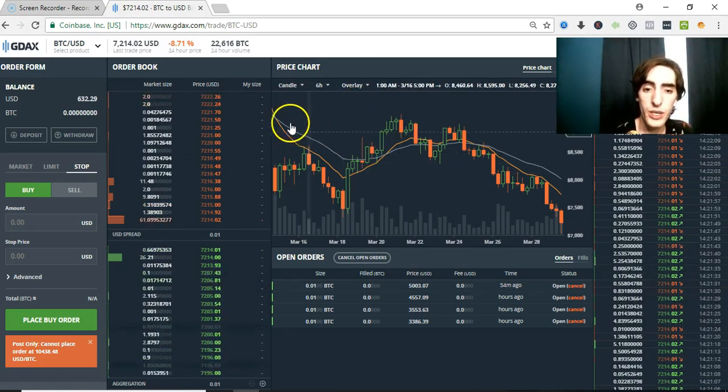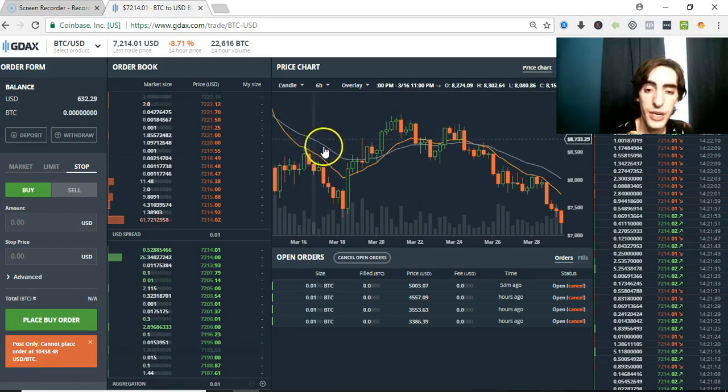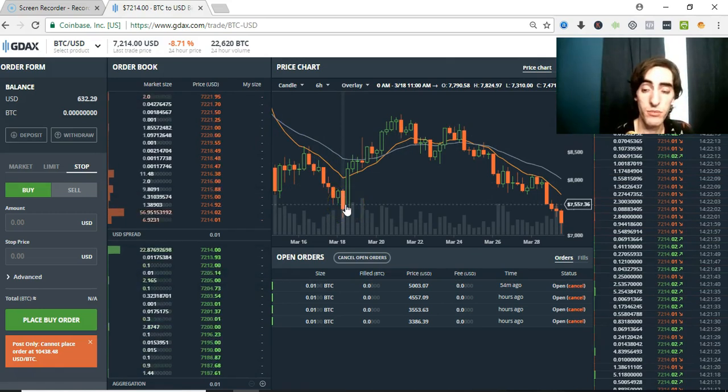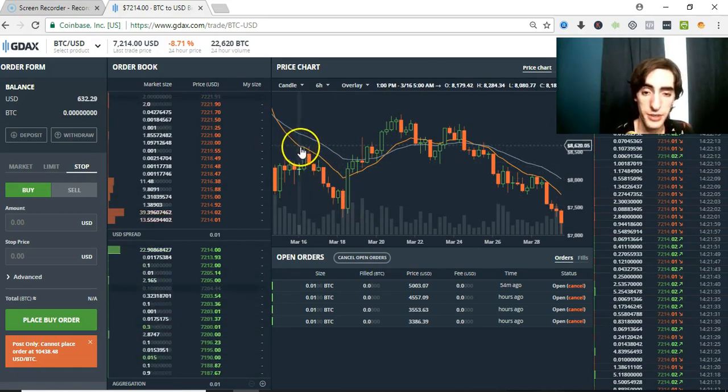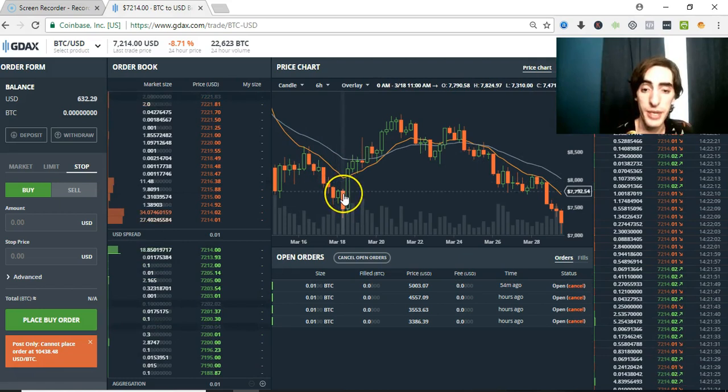So when this red one is under the gray, it's typically a good time to buy. Is it good to buy right here?